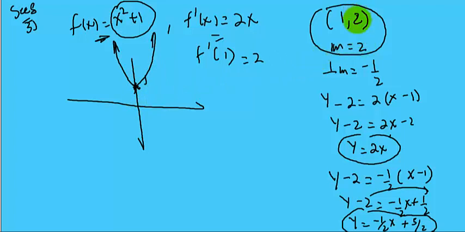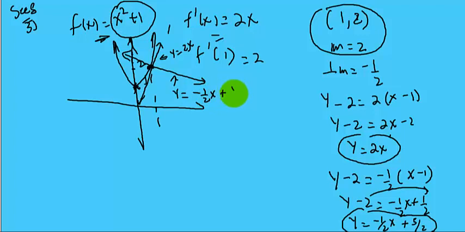When x is equal to 1, y is equal to 2. So we're looking at this point right there. The tangent line to the graph is going to look like that. That's going to be y equals 2x. Does that make sense? The perpendicular line, the normal line, will look like that. And the equation of that is y equals negative 1/2 x plus 5/2.